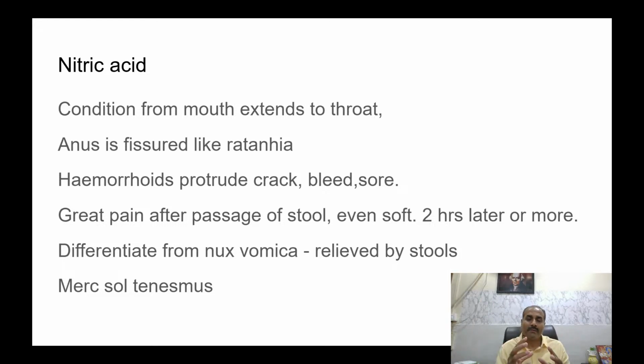This extension of pain from the passage of stool, the time from when they pass the stools to the time that they are doing something else in their lives, maybe at work, maybe traveling, maybe at home, but the pain is still there in this entire process beyond 1, 2, 3, 4, 5 hours. Nitric acid is the remedy that you should think of.